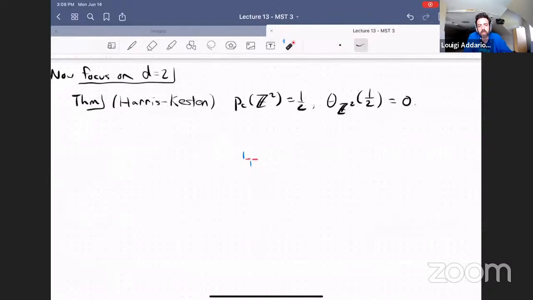Okay, that wouldn't be true in dimensions three or higher, where the critical probability is less than a half. There, if you look at the absent edges, they'll be denser than the present edges at the critical probability. And so if you reverse the role of red and blue, you don't see the same picture.